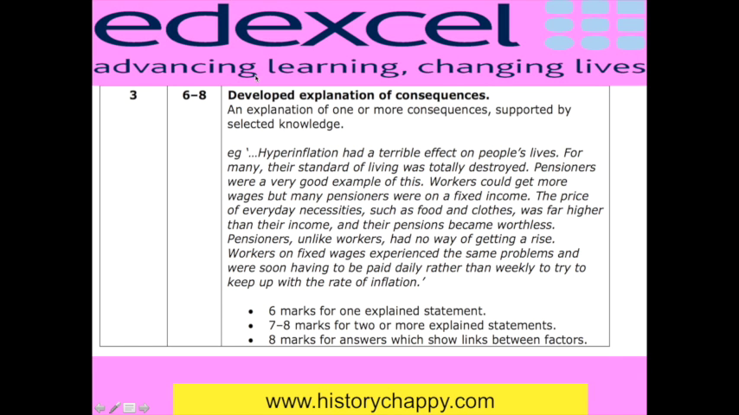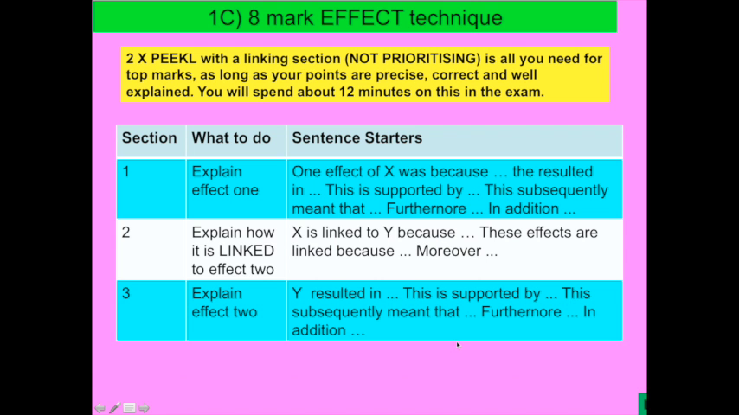So what do we need to do for 8 marks? We need to develop explanation of consequences, an explanation of 1 or more of the consequences supported by selected knowledge. So for 8 marks here, we could either have 2 or more explained statements, or 8 marks for answers which show links between the factors, and that's what I always advise my students to do.